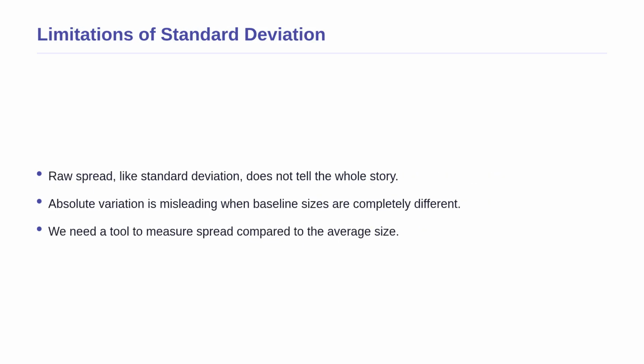This scenario perfectly illustrates why simply looking at the raw spread of data, like the standard deviation, does not tell the whole story. When the baseline sizes of what you are measuring are completely different, absolute variation becomes misleading. We need a way to measure relative variation, a tool that tells us how big the spread is compared to the average size of the object we are measuring. This exact need is why mathematicians and biologists rely on the coefficient of variance.